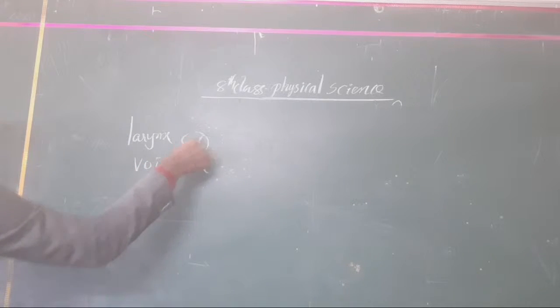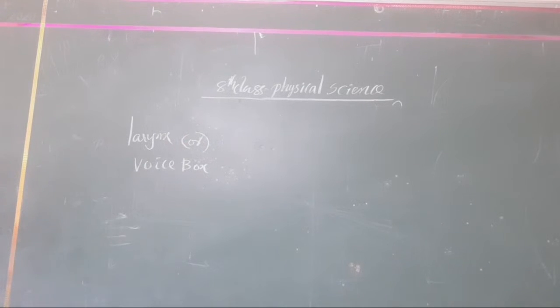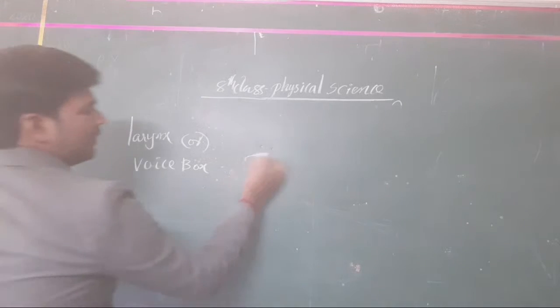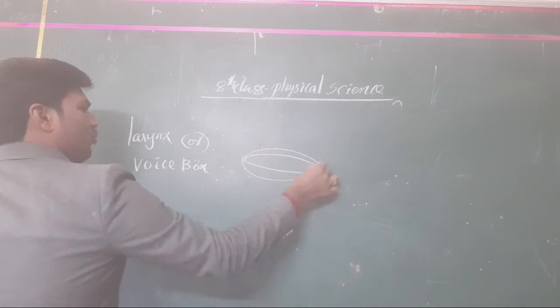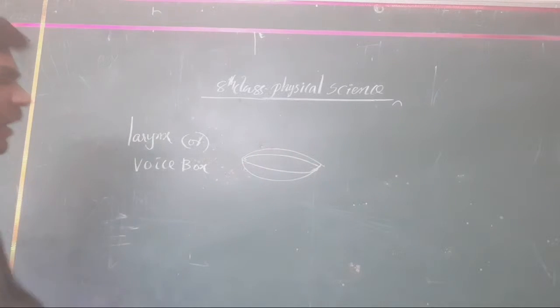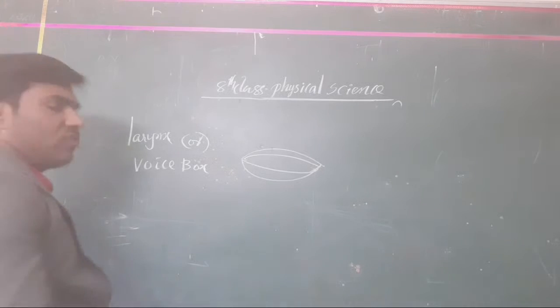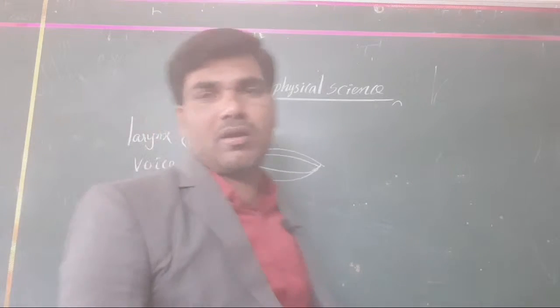What is in the voice box? You know very well, there are two vocal ligaments, like this. When these two are open, no sound is produced. Clear? When we close them, the sound automatically comes from us.